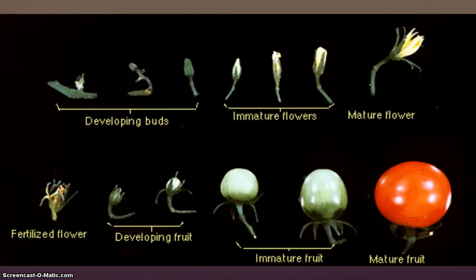So if we take a look at this picture here, you can see flowers eventually turn into fruit once they've been fertilized. But how does a fruit help? Let's take a look at this video and see how a fruit helps a plant reproduce.